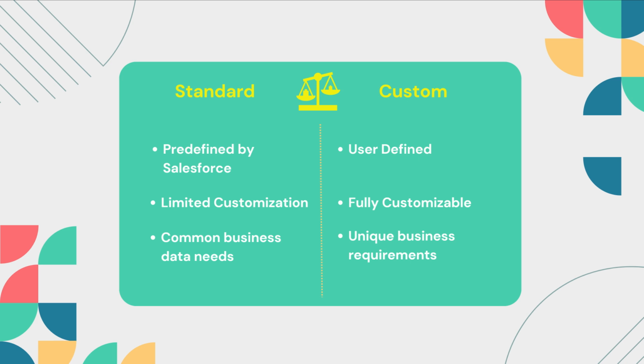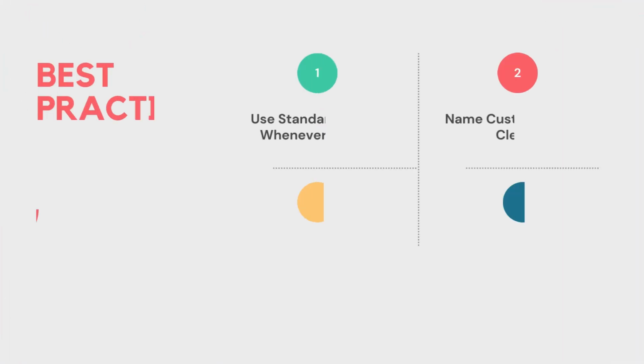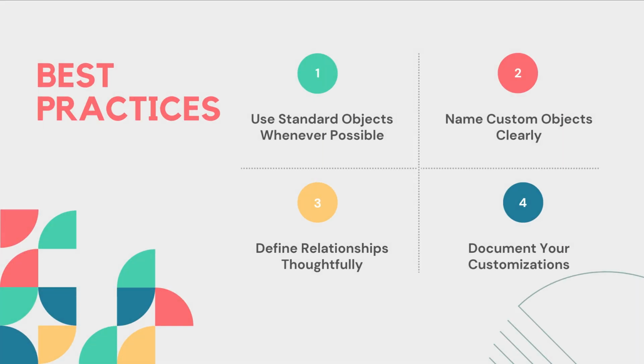Standard objects are used to collect, store and process common business data. However, custom objects are used for specific business requirements. Standard objects are great for handling common business processes and data, while custom objects are perfect for capturing data that is unique to our organization's specific needs. Understanding when to use standard objects versus when to create custom objects is key to designing an effective Salesforce data model. Now, let's go over some best practices for working with these objects.